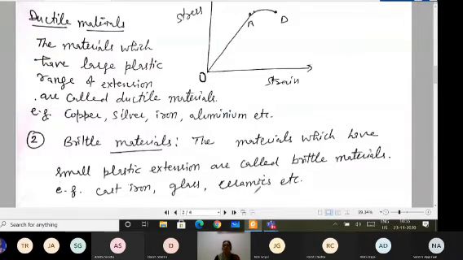For example, glass is there, ceramics are there, and even cast iron, which is the low quality of the iron, that also breaks easily. So this is the classification of the materials on the basis of the stress strain graph. So I can classify ductile and brittle materials, and thus we can use those particular materials for the given purposes.